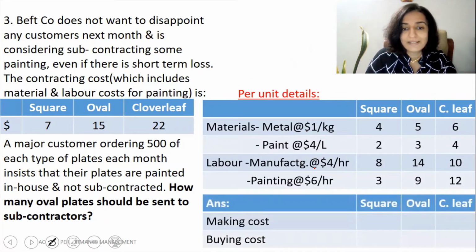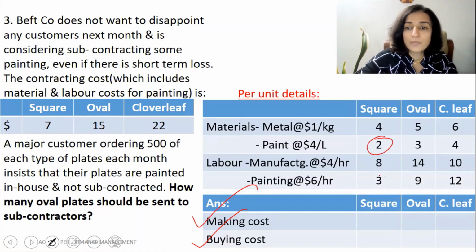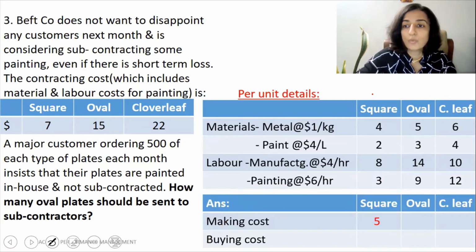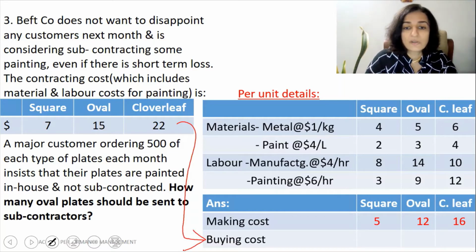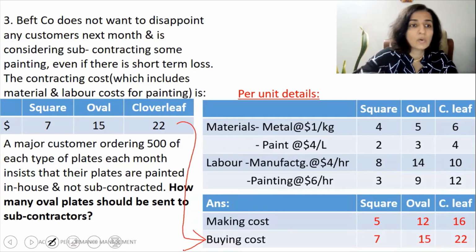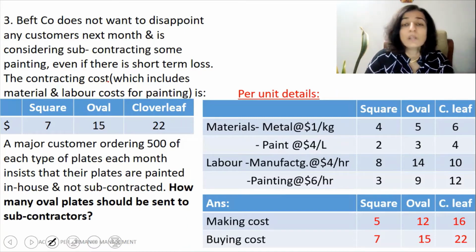We will draw a table, that is, we are supposed to compare the making cost with the buying cost. As far as the making cost is concerned for painting, it is 2 plus 3 for the product square, so it is $5. And for oval, it is 3 plus 9, that is $12. And for clover leaf, it is 4 plus 12, that is $16. Now, regarding the buying cost, you just have to copy the details given in the question. So I've just copied the buying cost or the contracting cost, which is given in the question, that is 7, 15, and 22.